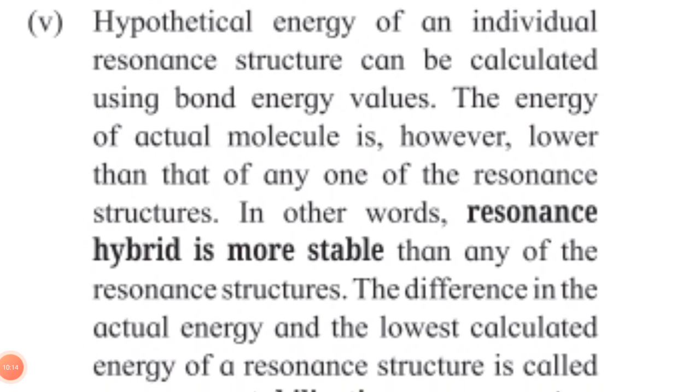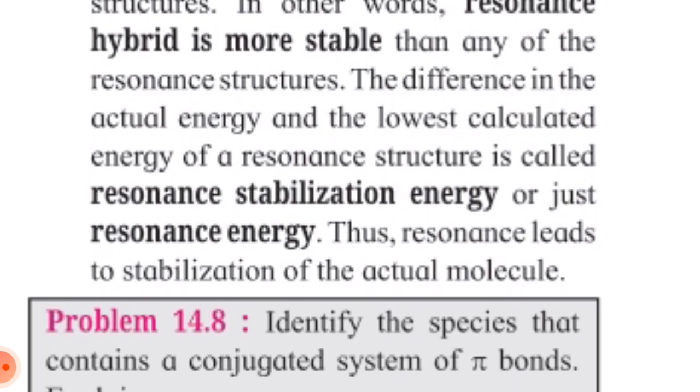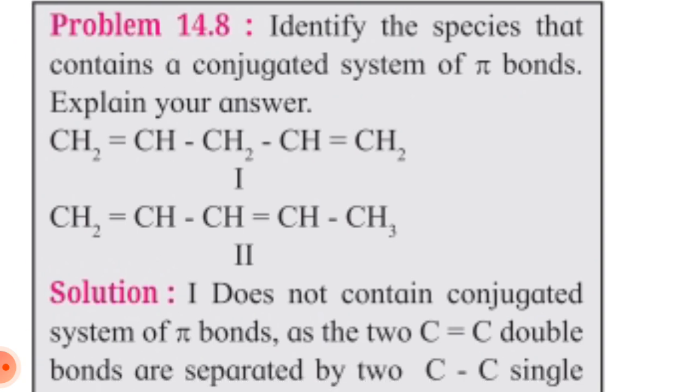Fifth point: the hypothetical energy of an individual resonance structure can be calculated using bond energy values. The energy of the actual molecule is, however, lower than that of any one of the resonance structures. In other words, the resonance hybrid is more stable than any of the resonance structures. The difference between the actual energy and the lowest calculated energy of a resonance structure is called resonance stabilization energy, or just resonance energy. Thus, resonance leads to stabilization of the actual molecule.